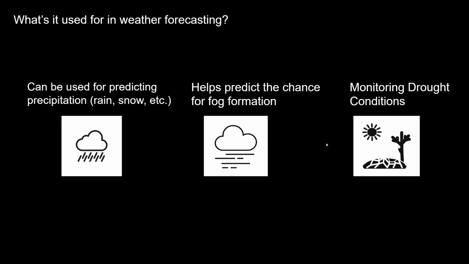So, what is humidity used for in weather forecasting? Well, it can be used for predicting things such as rain, snow, sleet, and etc. It can definitely be helpful for that, and it also can be used for fog formation, and even areas on a weather map where clouds could form. It also helps with monitoring drought conditions in areas that haven't seen many high humidity days.